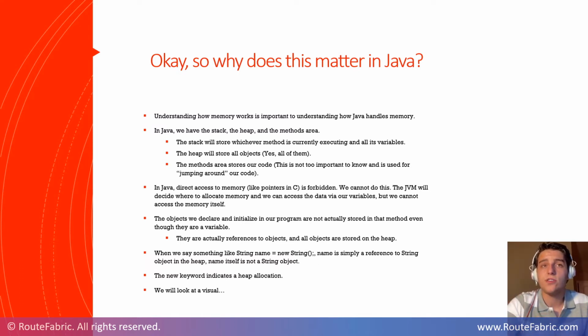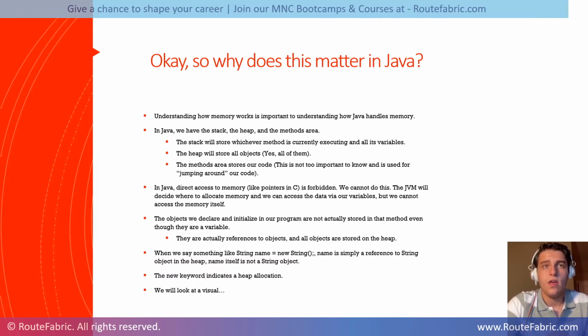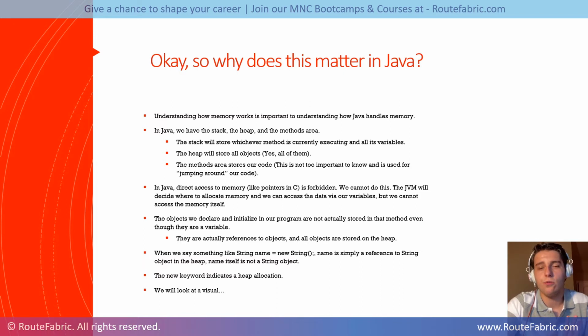So always assume that every object you make is going to be allocated on the heap. And then the methods area stores our code. So this is where our class definitions are. This is where our method definitions are. This is where all that exists. And the reason we have a segment for this is so our code can jump around. So we can say, go to this method, okay, go to that method, okay, get this information from this class, that kind of thing. So this isn't too important to know. I just thought I would touch on it.